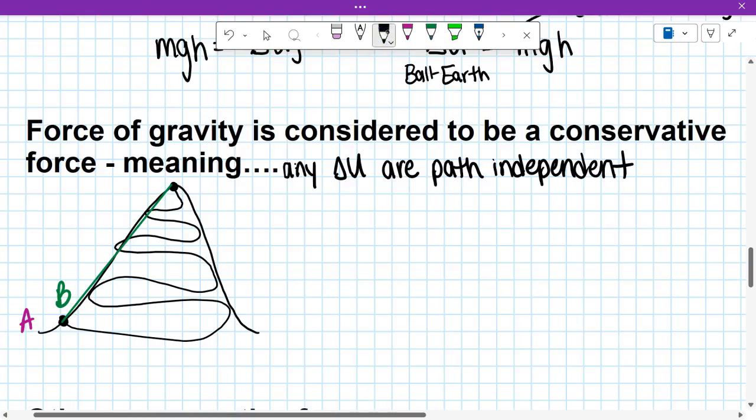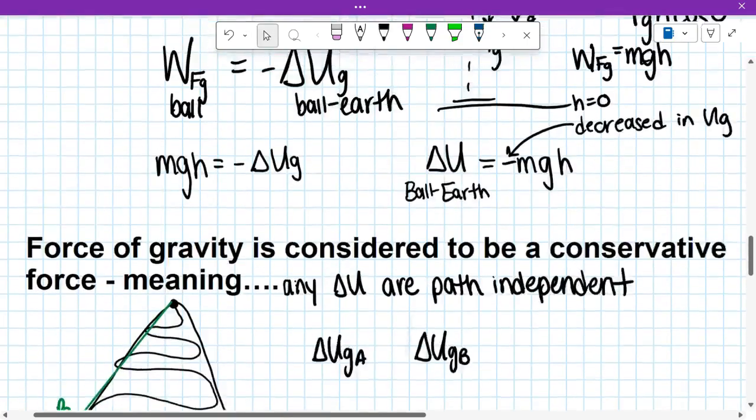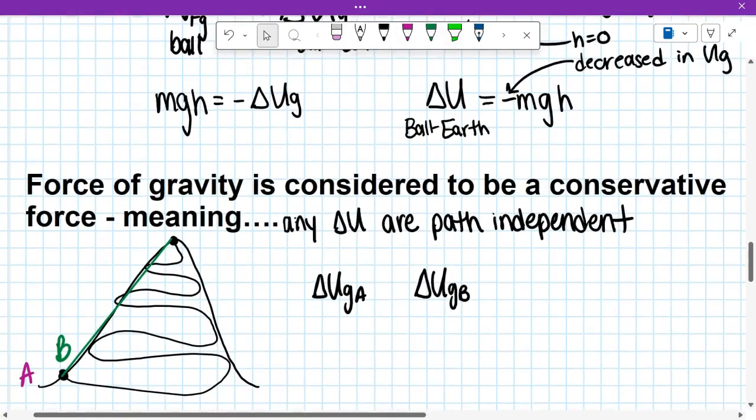So think for a second. I would like you to compare the change in gravitational potential energy of day A and the change in gravitational potential energy of day B. Okay, so pause the video and think for a second, right? Thinking back to how we calculate change in potential energy, how do we think those compare?